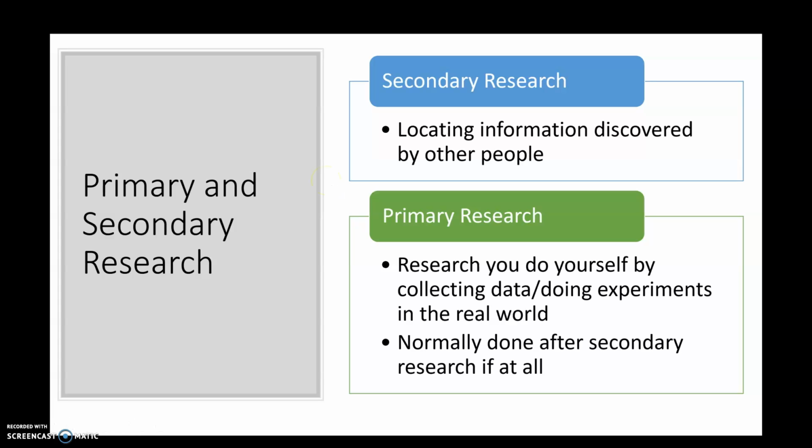So secondary research is most of the research that you're going to be doing. It's locating information that's discovered by other people, normally published in journals. Primary research is research you do yourself by collecting data and doing experiments in the real world. So if we talk about primary research, maybe you're doing a survey for a study that you're conducting. But secondary research would be if you publish the results of your study and someone else cited your research, then they would be doing secondary research on your primary research.